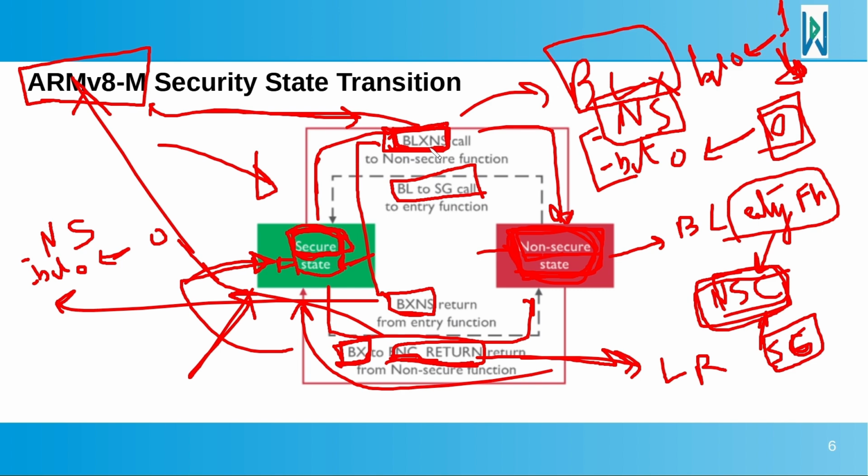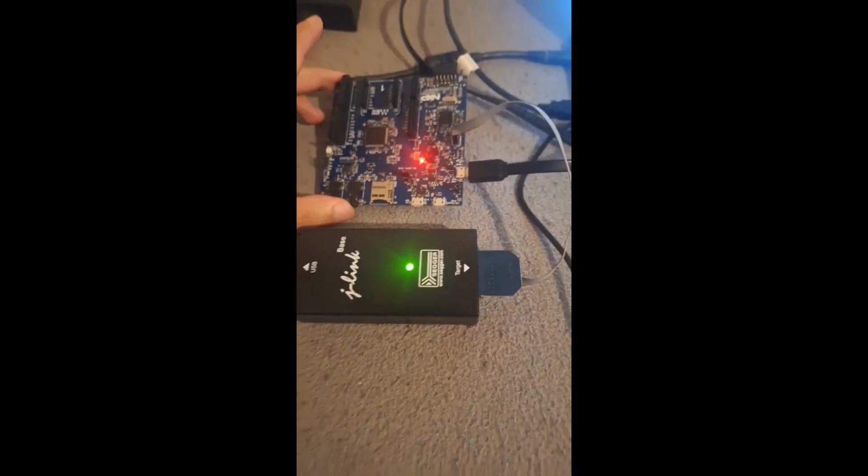However, the major difference is that this BLXNS will be executed in combination with this BX to function return. But this BXNS is executed in combination with this branch with link to secure gate.